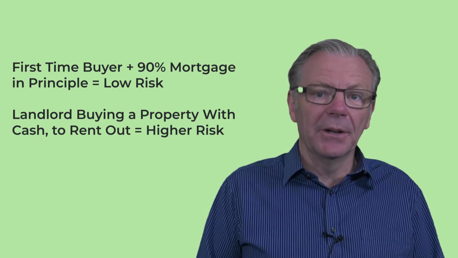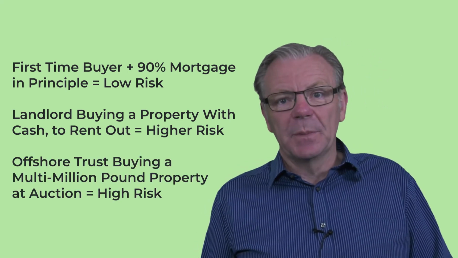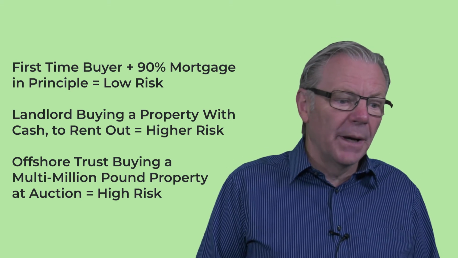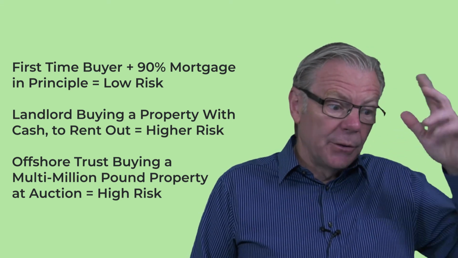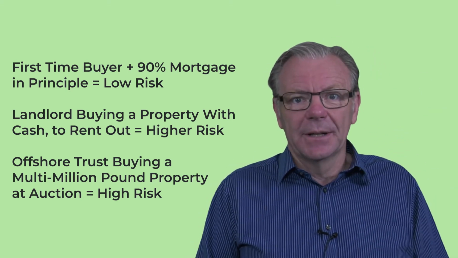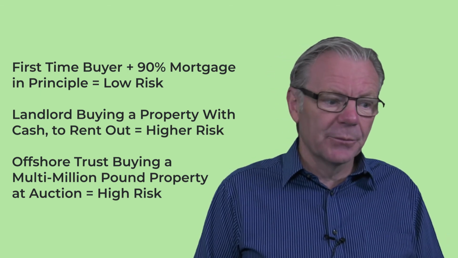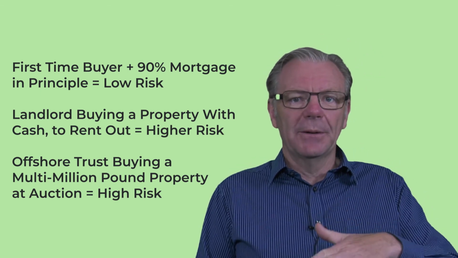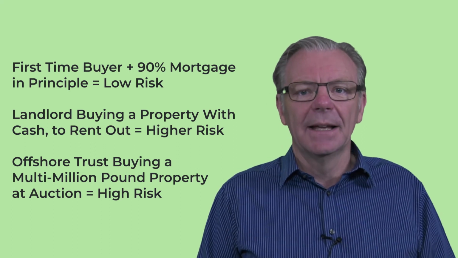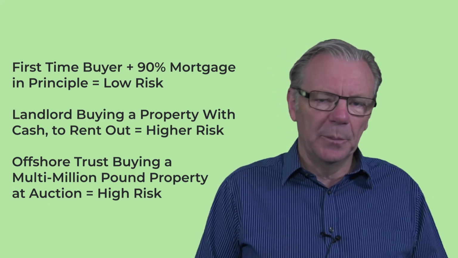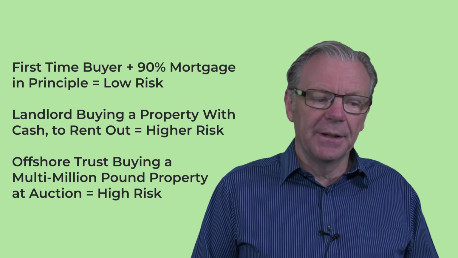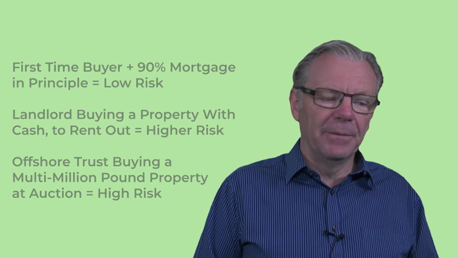You might end up having an offshore trust that wants to spend £1 million or more on buying a property at auction. If they do that, then higher risk. People set those up for various reasons. So the levels that you have to take to identify that company and identify the people behind it end up being much greater than they would be for a first-time buyer.